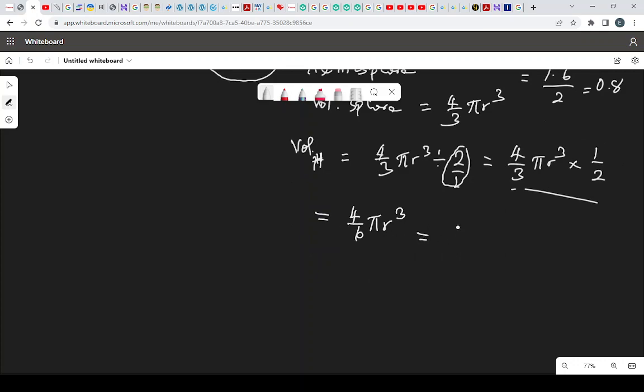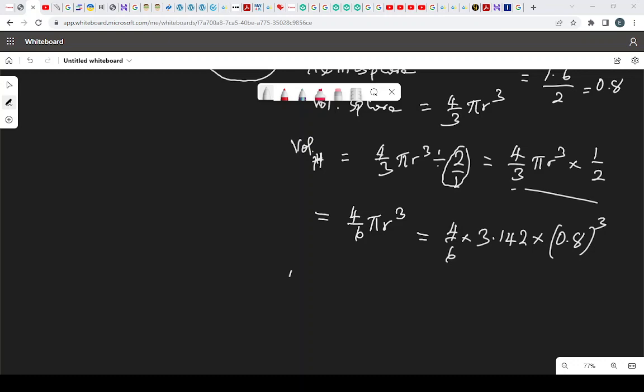So putting that here, I'll have 4/6 times the value of pi. Let me use 3.142. Then the radius 0.8 cubed. Let me use my calculator to work on that. 0.8 cubed is 0.512. Then multiply by 3.142. And then I'll also have to multiply that by 4.